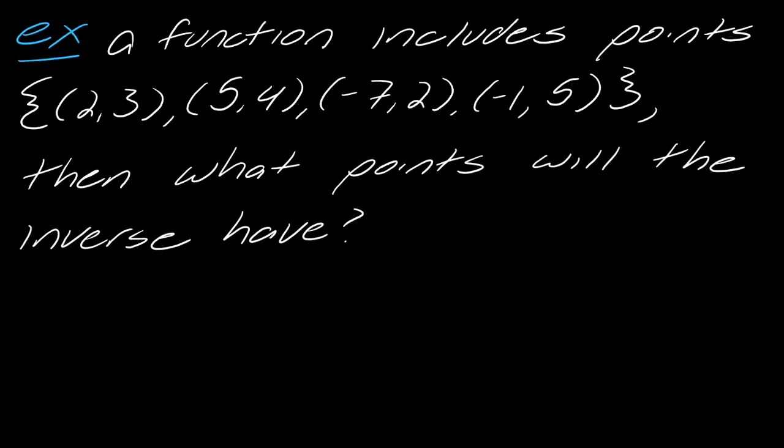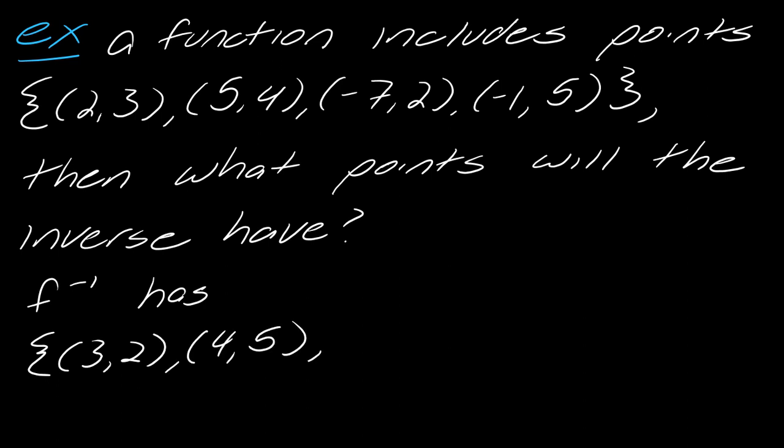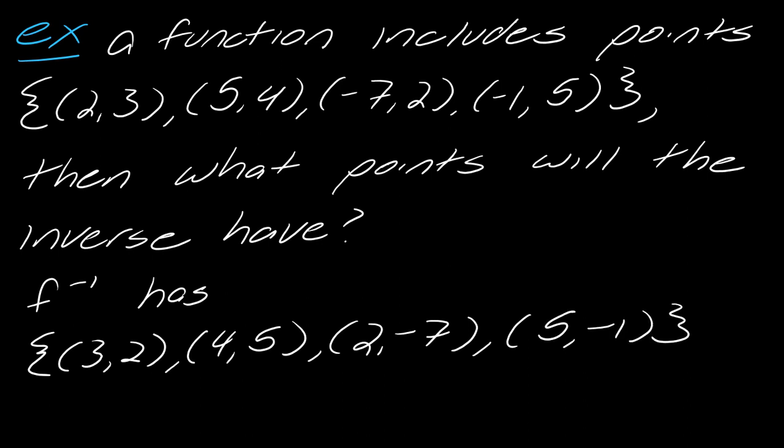Just to drive that point home, let's say a function includes these points that you see here, and let's say that we know that it's a one-to-one function, so it has an inverse. Then what points will the inverse have? So what I would say is that f inverse has the points (3, 2), (4, 5), (2, -7), and (5, -1). So that is really, in a nutshell, what an inverse function is.